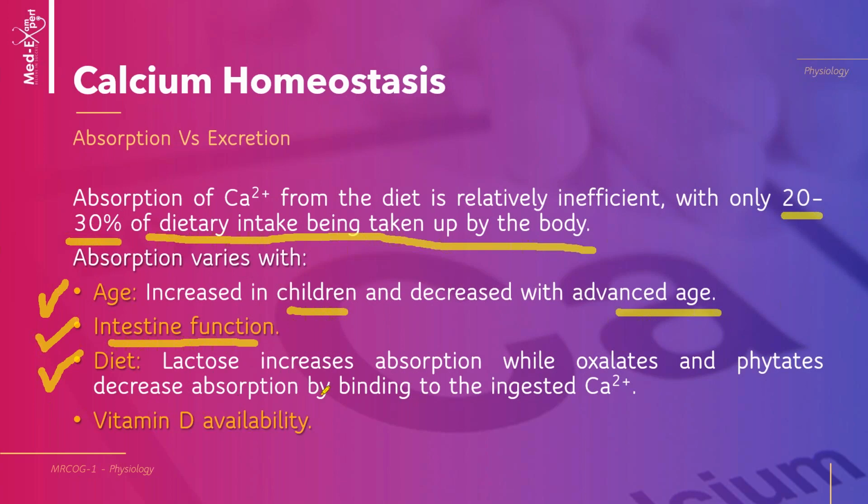For example, lactose will increase the absorption of calcium, while oxalates and phytates will decrease the absorption because they bind to the ingested calcium. Also, vitamin D availability. Vitamin D enhances the absorption of calcium from the intestine. So if there is vitamin D deficiency, there will be malabsorption of calcium.